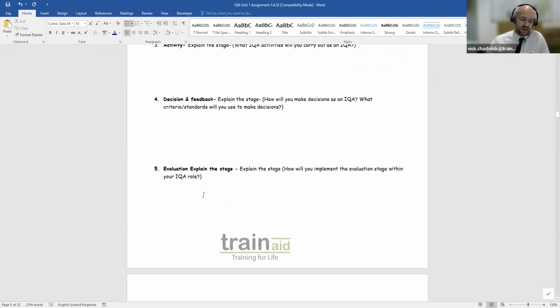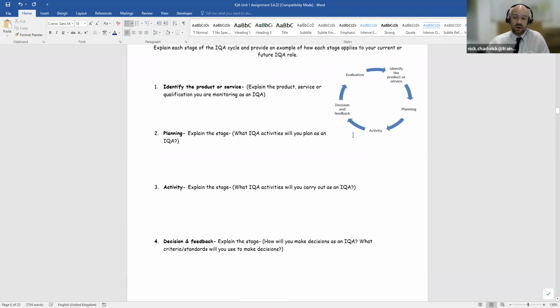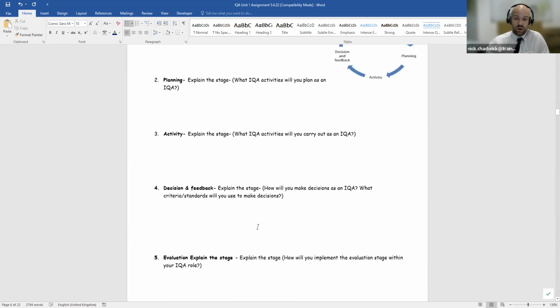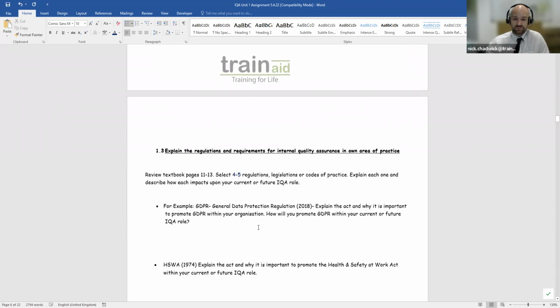And finally, evaluation. So this is to carry out a review of the assessment and IQA process to determine what could be improved and done differently. So once again, you could gain feedback from assessors, trainers, and also learners on how you can improve your IQA performance, and also to improve the product or service that you are monitoring there.